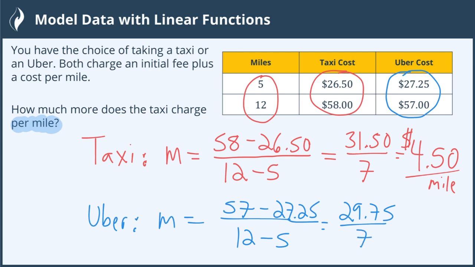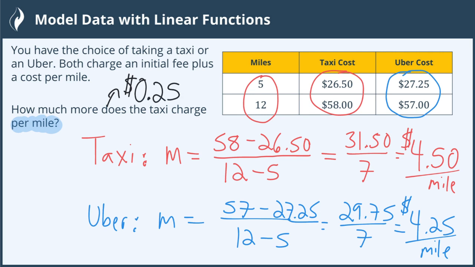But there's also a 7-mile difference between the two trips. So when we do that division, we get 4.25. So that's $4.25 per mile. Now we see the taxi does cost more per mile, and it costs 25 cents more because it's $4.50 compared to $4.25. So how much more does the taxi charge per mile? Well, that would be 25 cents. So you'd write $0.25.